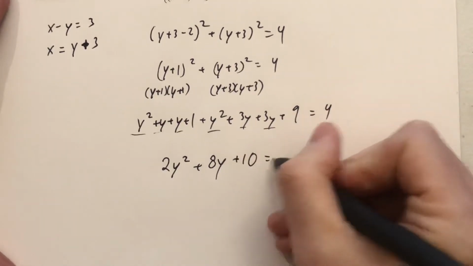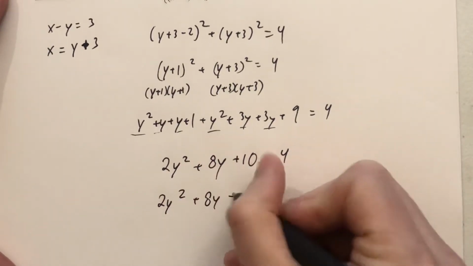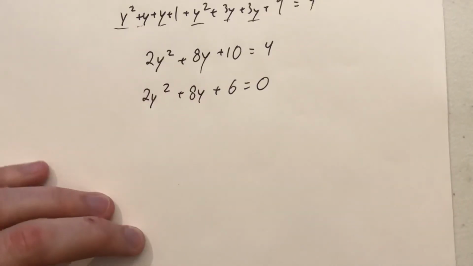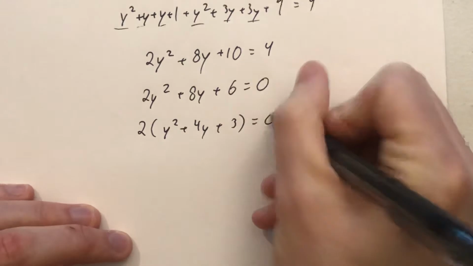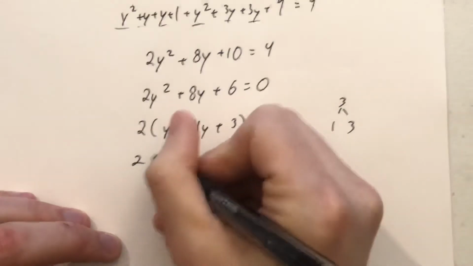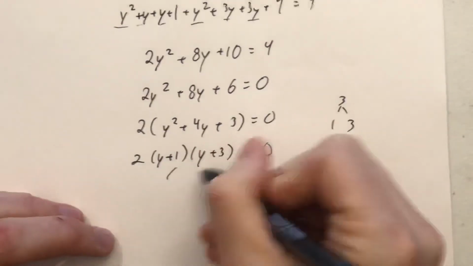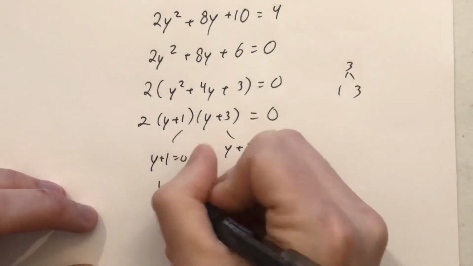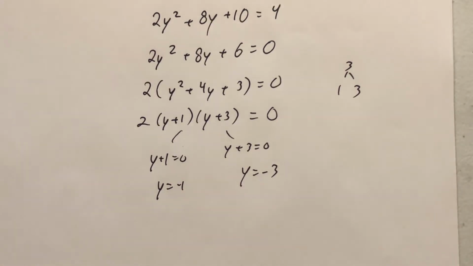I do want to also make sure I bring over that 4 though, because again we see we have a quadratic equation, so we're going to try to solve that with factoring, setting it equal to 0. So there is the simplification of it. Factoring, we can see a 2 comes out, so y squared plus 4y plus 3. And again, two numbers that multiply to 3 and add to 4 would be a 1 and a 3. So y plus 1, y plus 3. So we're going to have y plus 1 equals 0, and y plus 3 equals 0. So that gives us two different possible values for y.